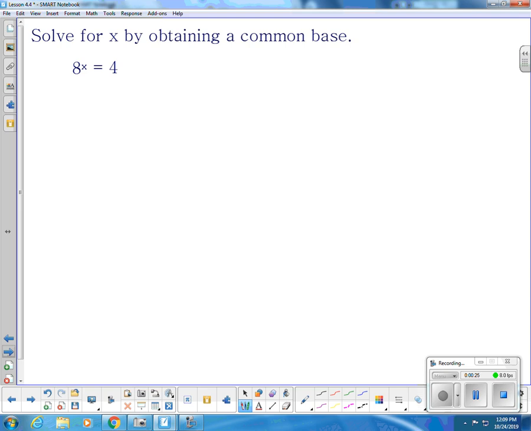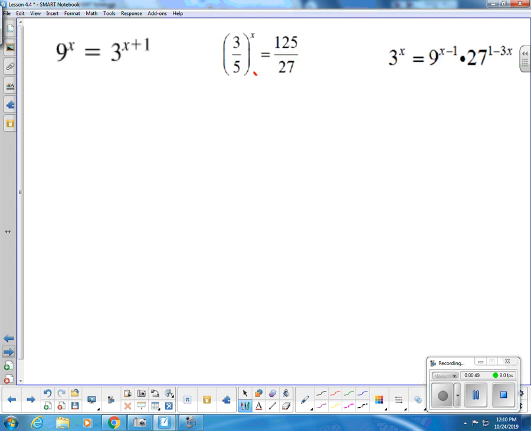What's 8 and 4? Common base is what? 2. So 8 is 2 to the third. 4 is 2 to the second. Our bases are the same, therefore our exponents are also equal. Done. We did that yesterday. Right? We can do that? Okay. Moving on. That's just kind of review.